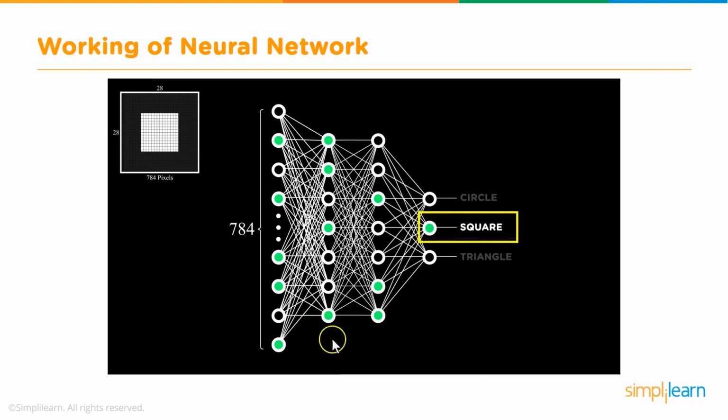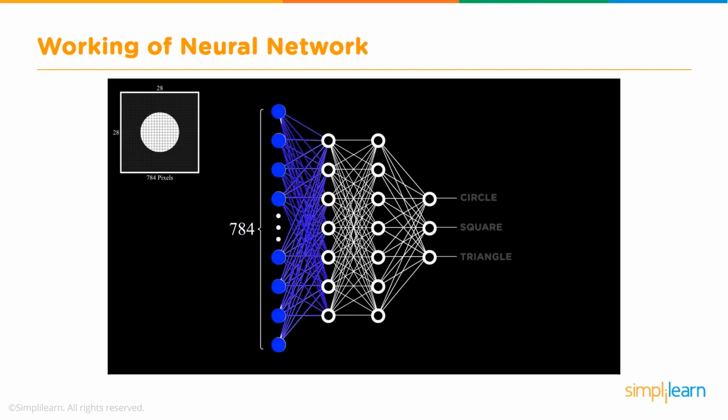Now during the training process, initially, obviously, you feed this image and it will probably say it's a circle or it will say it's a triangle. So as a part of the training process, we send that error back, and the weights and the biases of these neurons are adjusted till it correctly identifies that this is a square. That is the whole training mechanism that happens here.